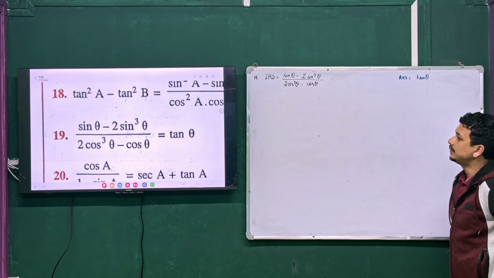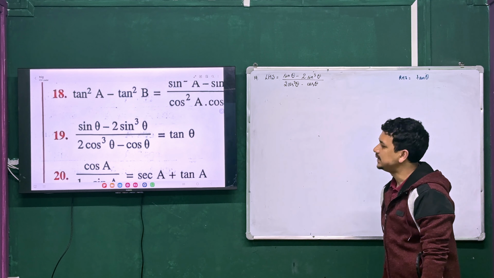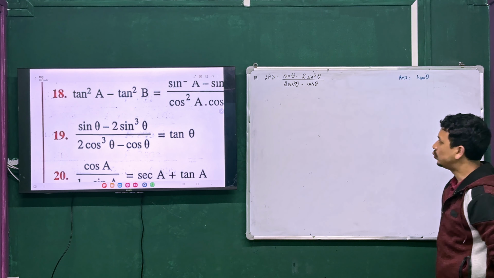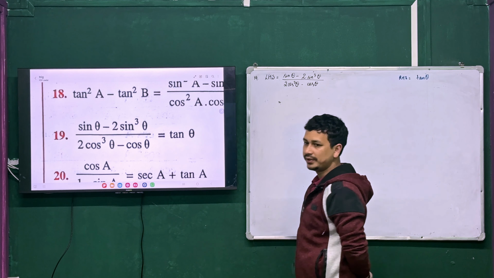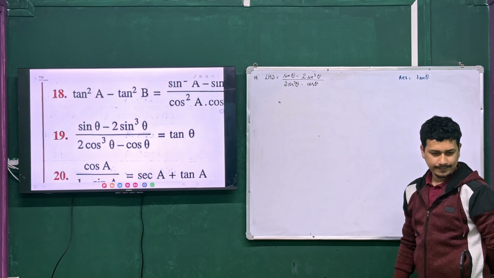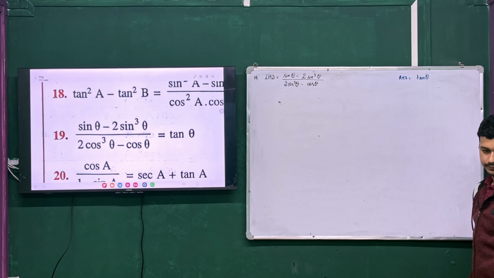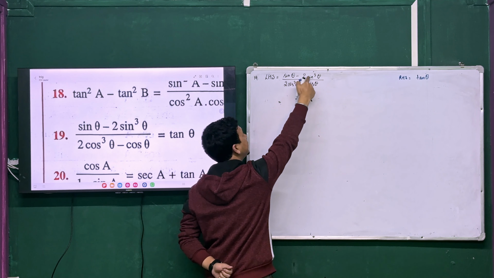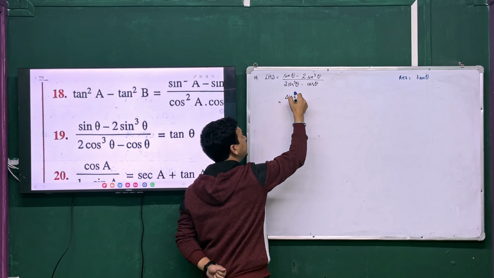So let's see question number 19. In question number 19, you look at the left hand side. What do you think we can do on the left hand side? How can we simplify the left hand side? We take sine in the numerator and cos in the denominator as common. Yes, very good. We can see that the numerator has two terms, sine theta and sine cube theta. So we can take sine theta common.